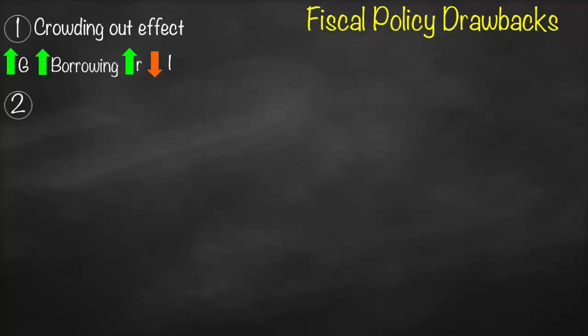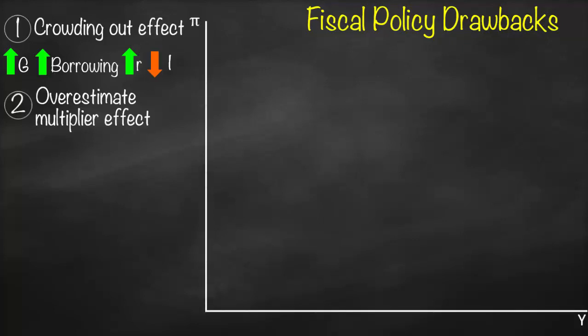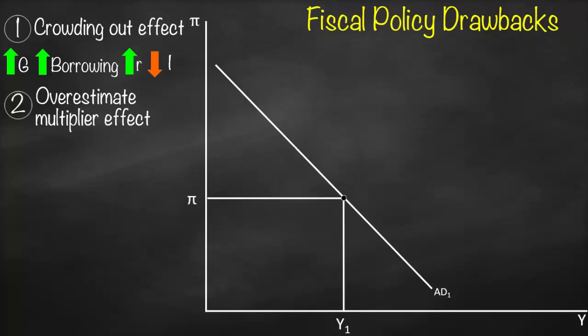Therefore, our second drawback is that we overestimate the multiplier effect. Why? Because we will increase G, the multiplier will be higher, but not by a big amount. Why? Let's draw it. On our x-axis we have our output, on our y-axis we have our price level. So this is our aggregate demand one. And here we have our price level and we have our output one.